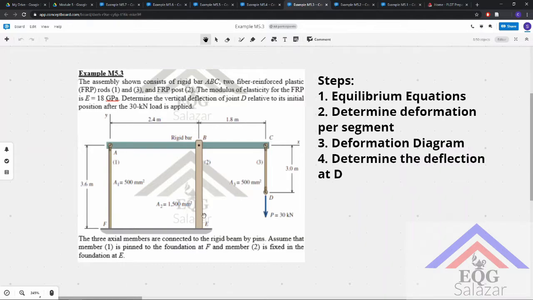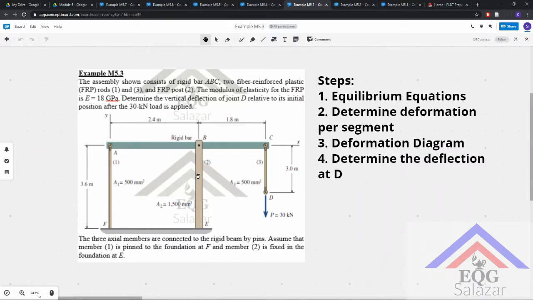The modulus of elasticity for the FRP is 18 GPa, and we are supposed to determine the vertical deflection of joint D relative to its initial position after a 30 kilonewton load is applied. A 30 kilonewton load is applied here. That means that this will elongate right here. When the force is applied here, the bar will rotate about B, so this will be stretched also. So this will elongate as well.